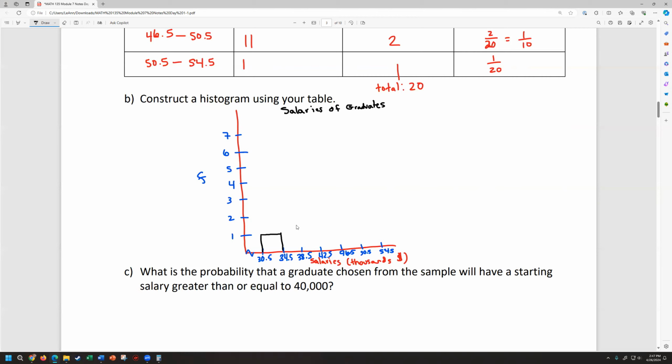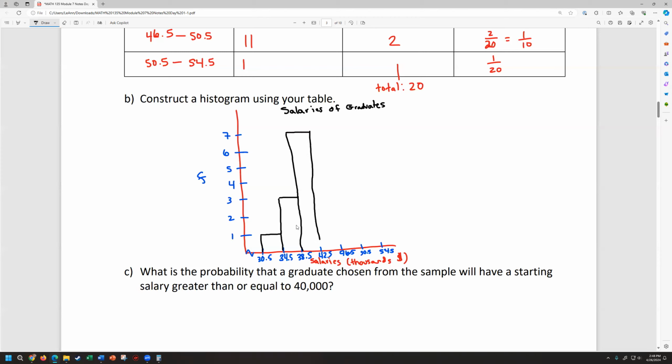The next bar is going to pick up, and we're going to have that as our same line, but we're going up to 3 this time because there were 3 items in that group. Follow the bar over till you find you're right above that next interval, and then you draw it down. Then we had a height of 7. So 7 items were in the next group.